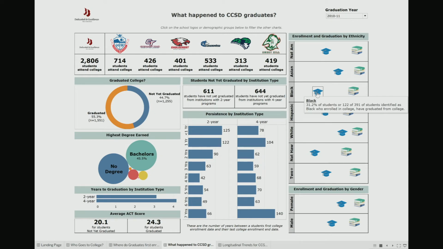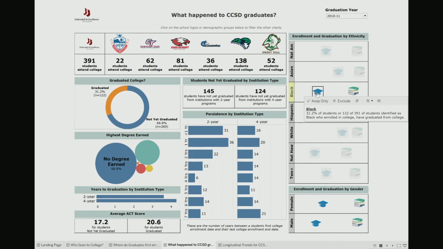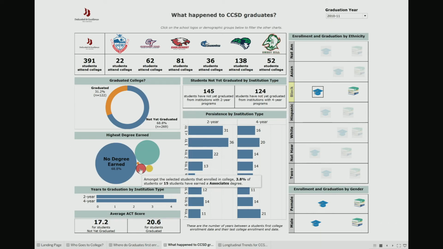These are action filters. So if I click, we can see what's really shocking is this gap between enrollment and graduation for African American males is really big. And then you can also see the degrees that these students earn. 25% of these students, or 98 students, have earned a bachelor's degree. Another portion have earned associate's degrees.